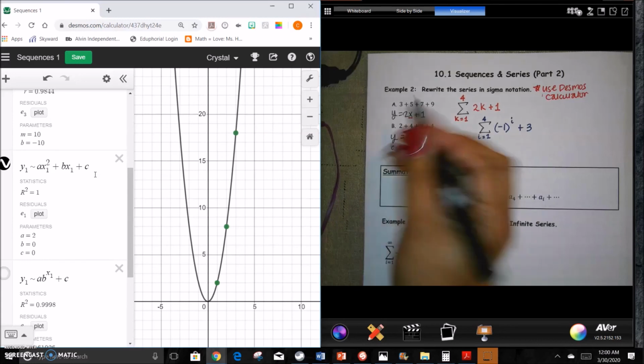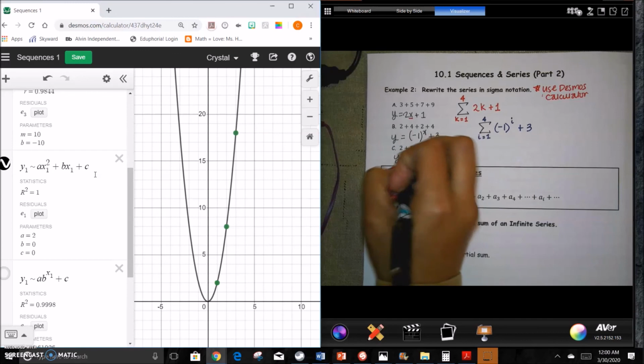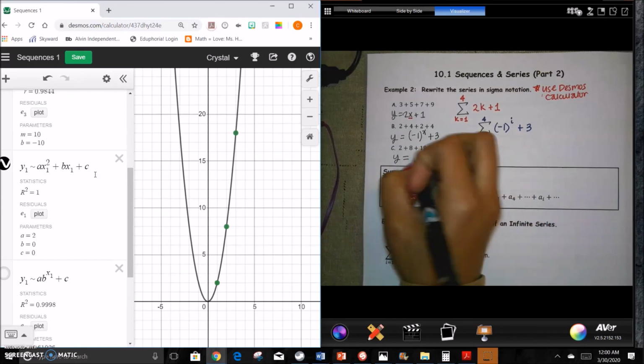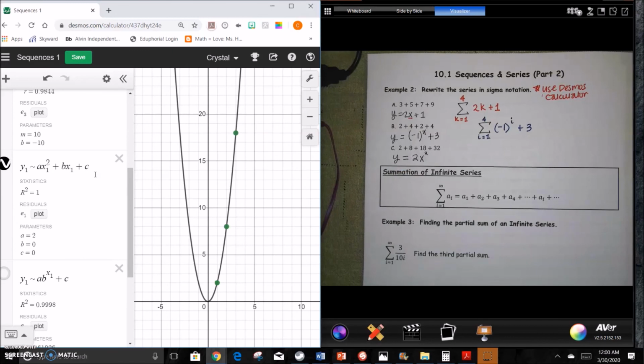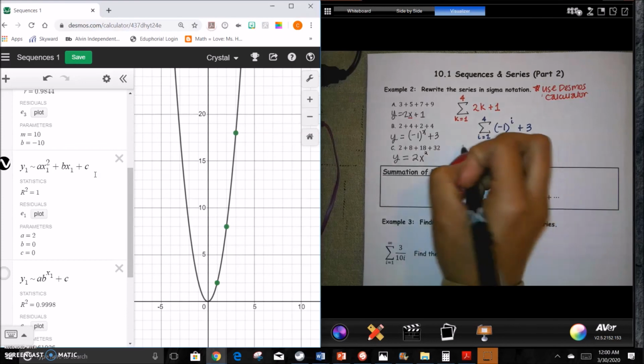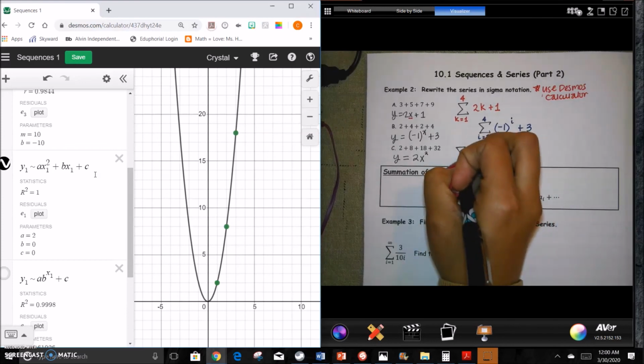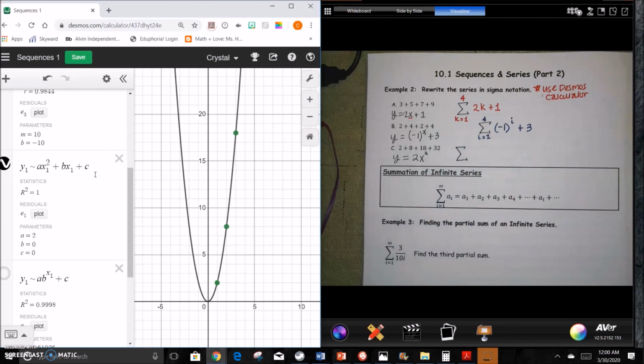Okay, so I'm going to write this equation now. y equals 2x squared. I don't have to write the other terms because they're 0. 0 times anything is 0, so it'll be pointless to write that. All right, so now I'm going to rewrite it using sigma notation.